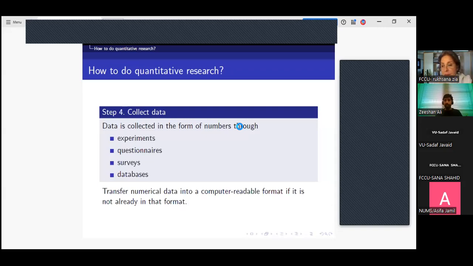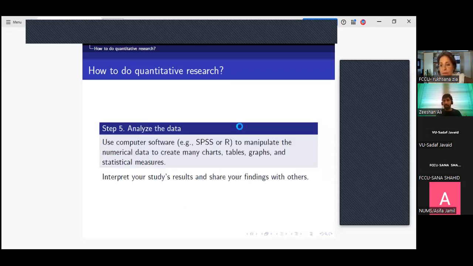So after collecting the data, the most important thing is to transfer the data into the form of numbers. And if we have categorical data, like male, female, or ethnicity and things like that, we have to pre-code them before running the analysis. So after collecting the data, we have to transfer it into a computer readable format, because at the end of the day, we are going to analyze the data using some kind of software. Those which are usually popular nowadays are SPSS in social sciences and R, and sometimes people use Python in data science as well.